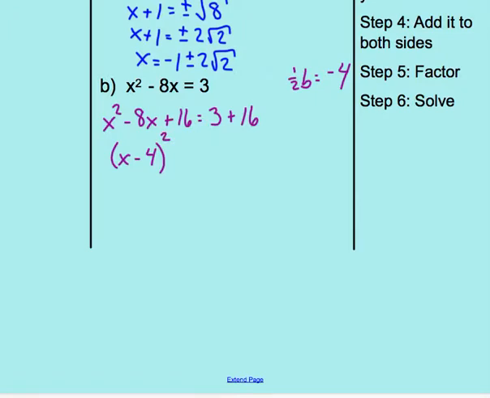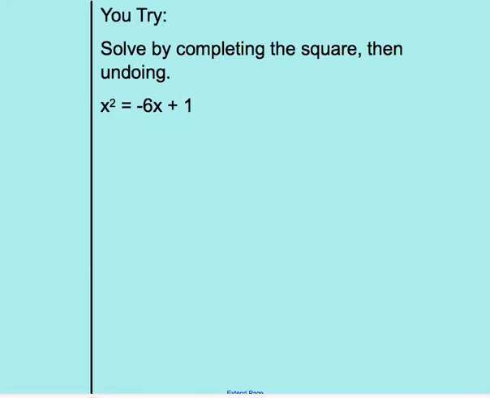Then factor it. The reason that we added the 16 was so we could factor it as a perfect square. X minus 4 times x minus 4. Solve, so we're going to take the square root of both sides. 19 does not have any perfect square factors, so we add 4 to both sides. All right, here's your you try. Attempt it as best you can. If this is making zero sense, like I said, bring your questions to class and we'll get it taken care of.